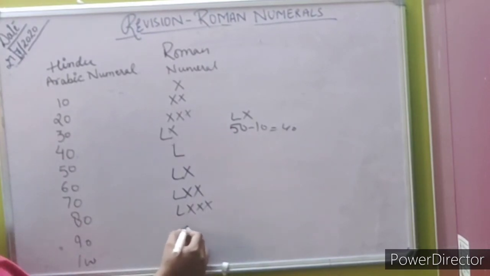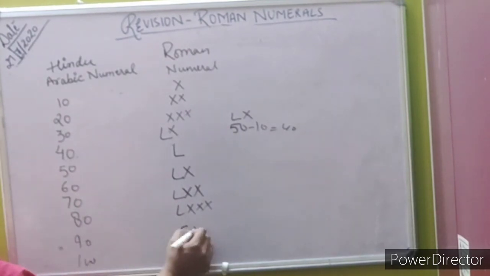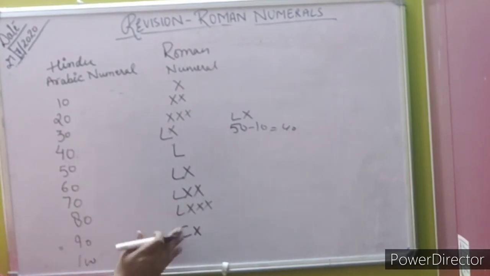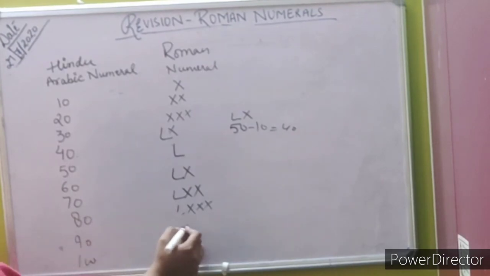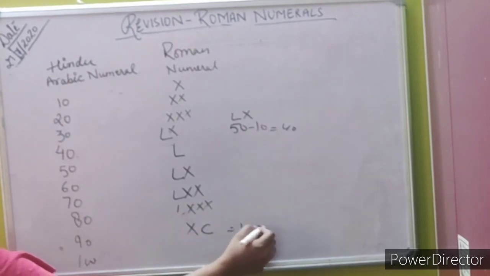So 100 stands for C and 10 stands for X. So 100 minus 10.